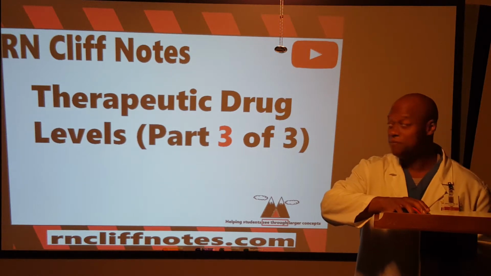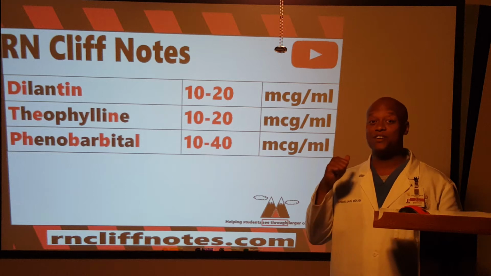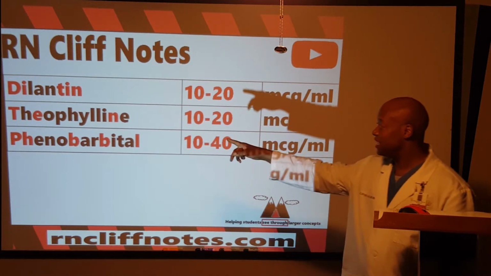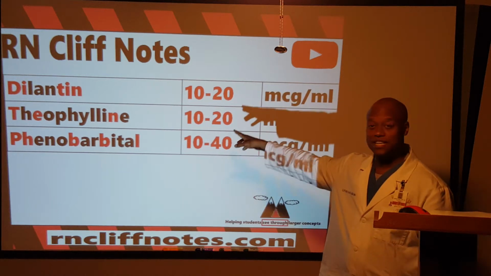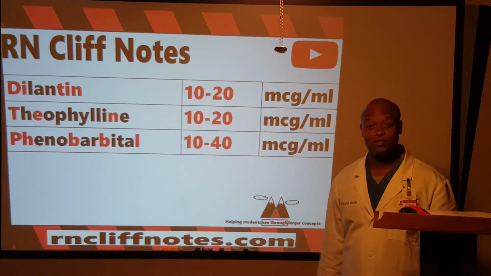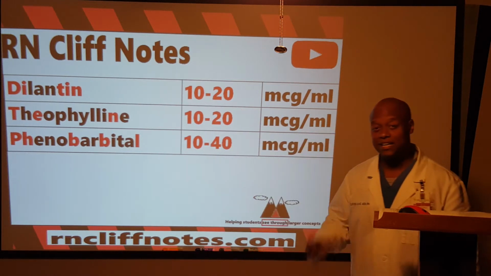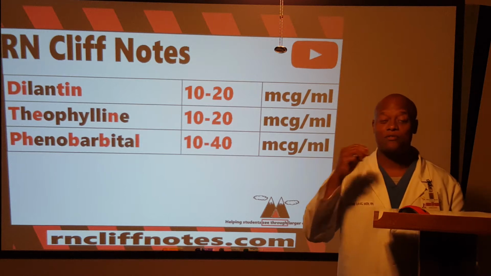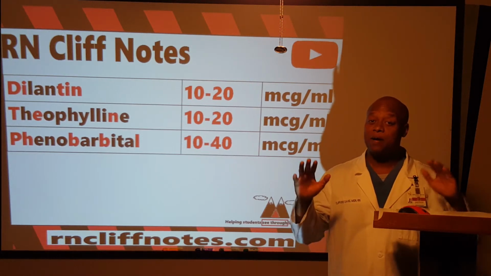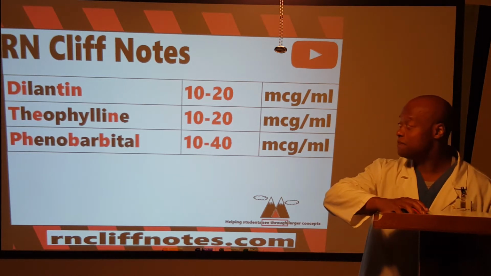This time, we're starting with Dilantin, which we made mention of in the earlier video. Dilantin's range is 10 to 20. Theophylline's range is also 10 to 20. And Phenobarbital, 10 to 40. And again, our disclaimer: refer to your textbook. Your textbook is your Bible, so to speak, for the course that you're studying in nursing or medicine, okay?